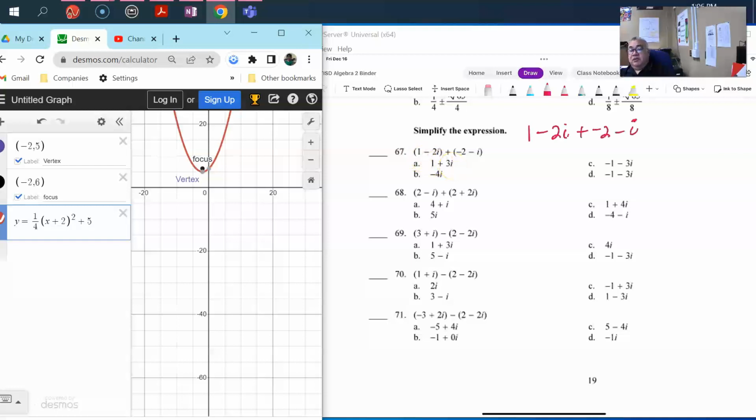Remember, these are complex numbers. So 1 minus 2 is -1. Minus 2i minus i is minus 3i. So yeah, there's two answers here.